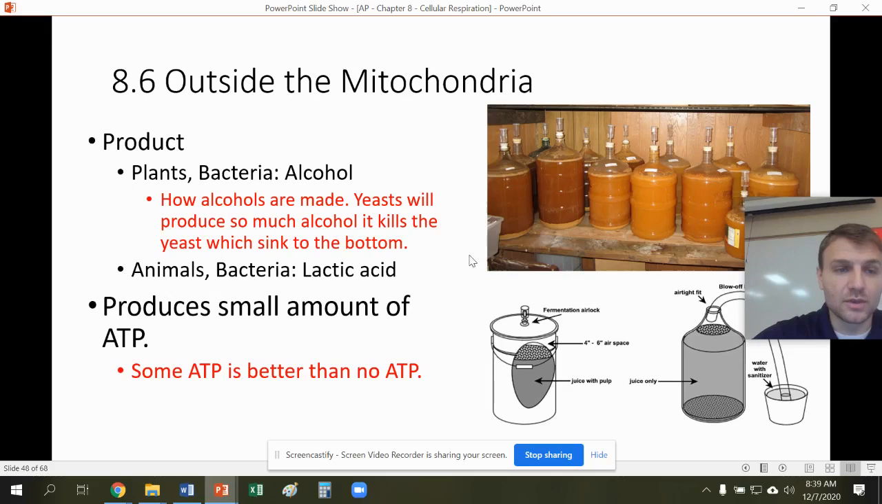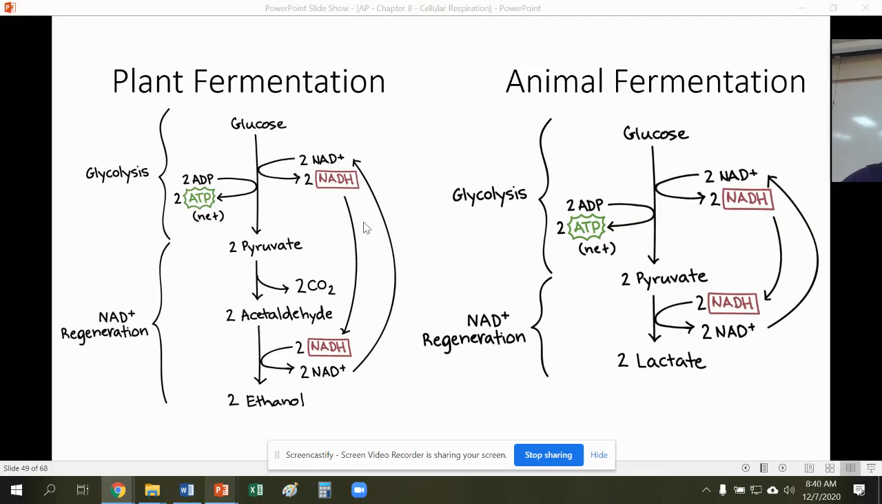So what happens is we have two types of anaerobic respiration. One is called alcoholic and the other is lactic acid fermentation. Alcoholic fermentation is how you make your breads, your wines, your beers. Lactic acid fermentation is how we specifically go through anaerobic respiration and we produce lactic acid as a byproduct. Now, again, this produces a small amount of ATP, but at least a little bit of ATP is better than no ATP.